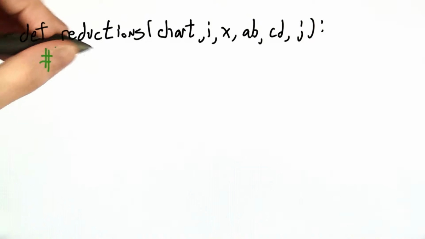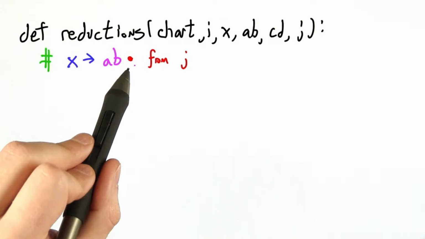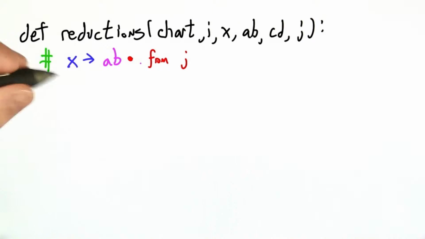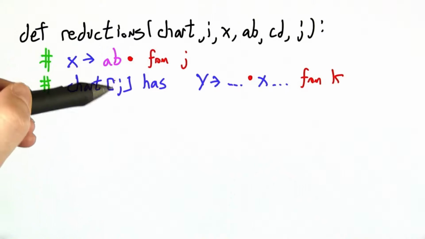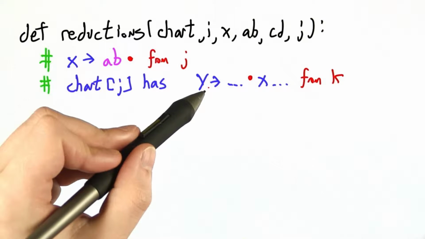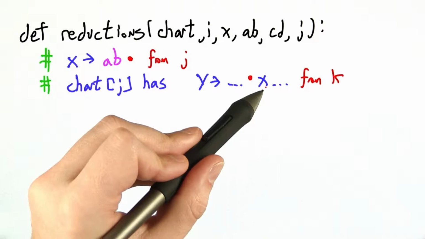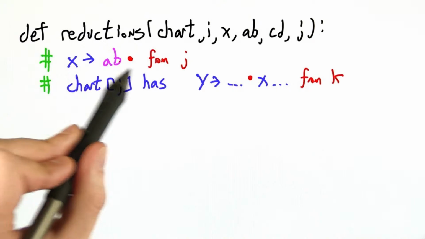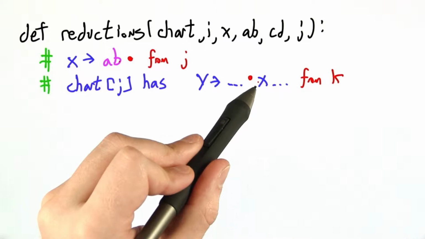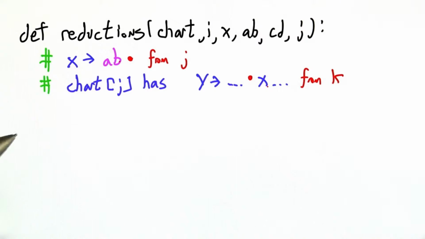Let's go through one way to do this. Hopefully what we're currently looking at is x goes to ab dot, nothing coming from j. Hopefully then, if we look back to chart j, where we originally came from, it will have some rule, something goes to blah blah blah dot x. This is the important part. We're reducing x goes to ab, so I really hope somebody was looking for an x. If they were, then that can be one of our reductions.